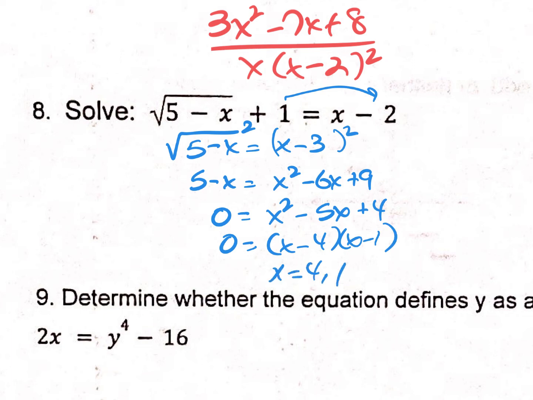Plug them both back in. If I plug the 1 in right there, it's already a no, because this 1 minus 2 would be negative 1. If I have a radical, that's a positive number, plus 1, that can't be negative 1, so that's out. If I plug in 4, yes, it works. So make sure you check your answers on 8.